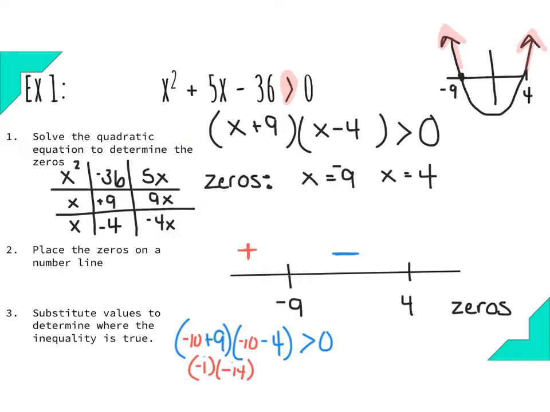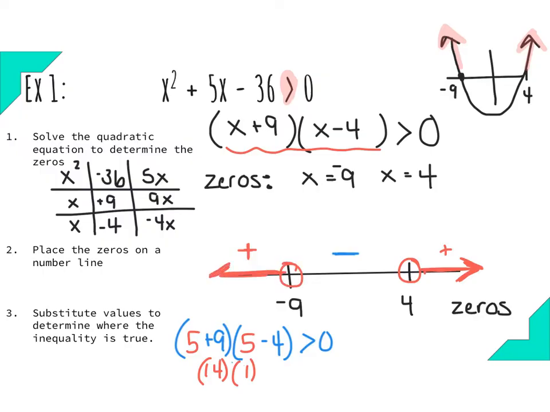Then if I choose something greater than 4 over here, hopefully you're guessing it's got to be positive, but just to show you this one time, I'm going to choose 5. So 5 plus 9 is 14, and 5 minus 4 is 1, and 14 times 1 is positive 14, so it's positive to the right. So the question is, where is this inequality greater than 0? Well, I can see where it's positive. It's not greater than or equal to 0, so I'm going to use an open circle, and I'm going to shade outward. An open circle, and I shade to the left, outward.